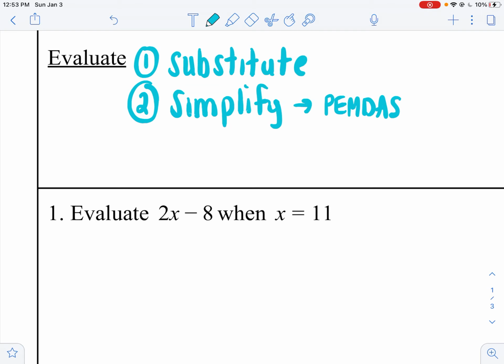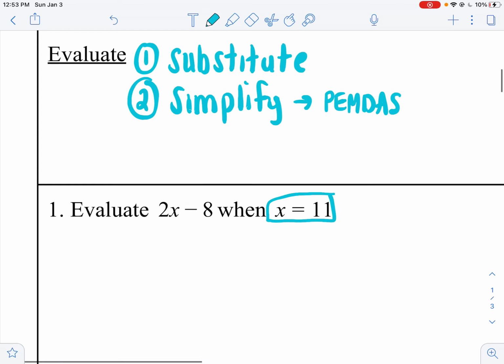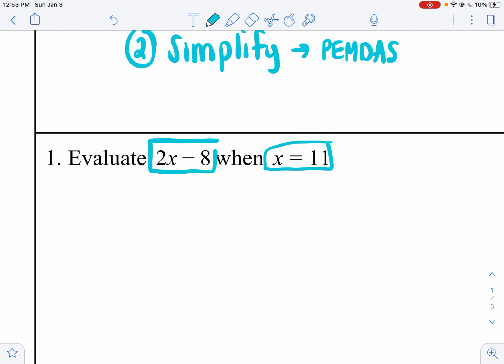We are given an algebraic expression, evaluate 2x minus 8, when x equals 11, and we're given this, x is 11. So we start out with an algebraic expression, we substitute, we replace our x with 11. So let's do that now. We're going to substitute first. And if it helps, I'm going to make the 11 orange. Okay. So all I did was I take that x and I replace it with an 11.